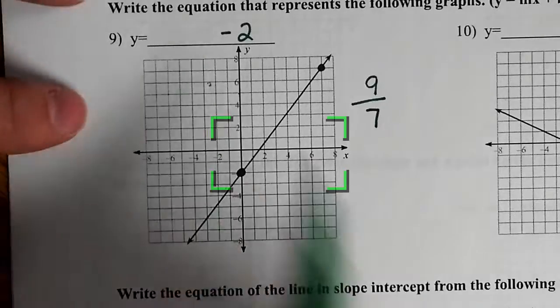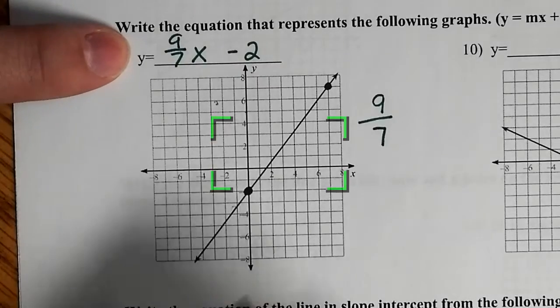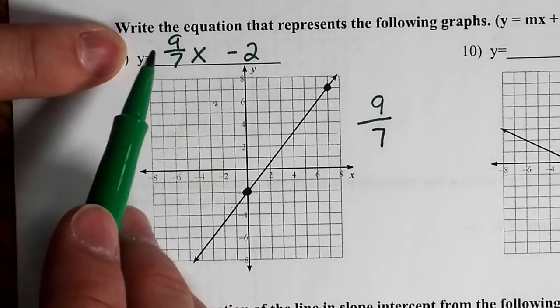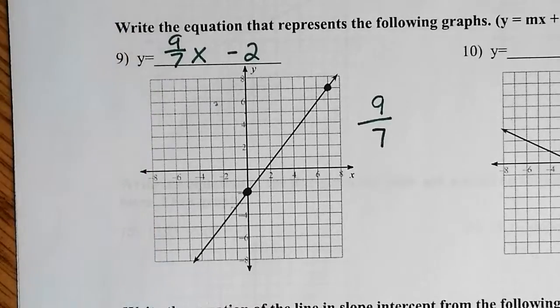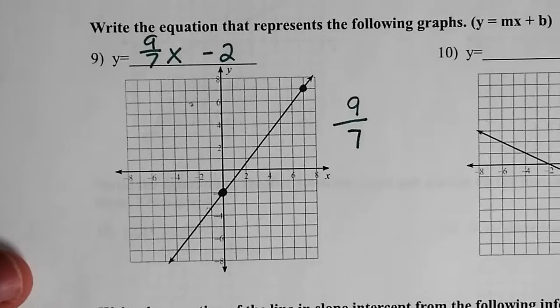So the slope is 9 over 7x. Uh-oh. Is this a positive slope or negative slope? Positive, so that should be a positive 9 over 7, not a negative 9 over 7. Good, good, good. Let's go to the next question.